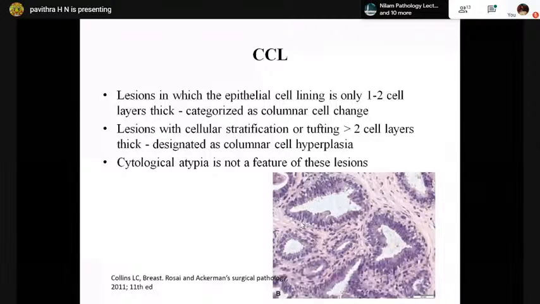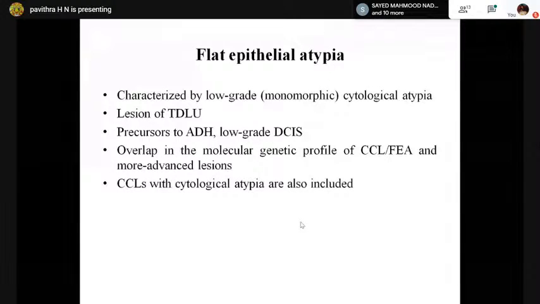Flat epithelial atypia is characterized by low-grade cytological atypia. It is a lesion of the TDLU, and it is a precursor to ADH and low-grade DCIS. There is also genetic overlap between the CCL, which is columnar cell lesion, flat epithelial atypia, and the advanced lesions.